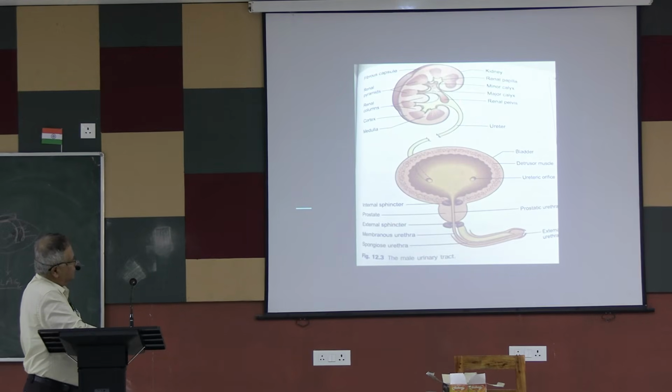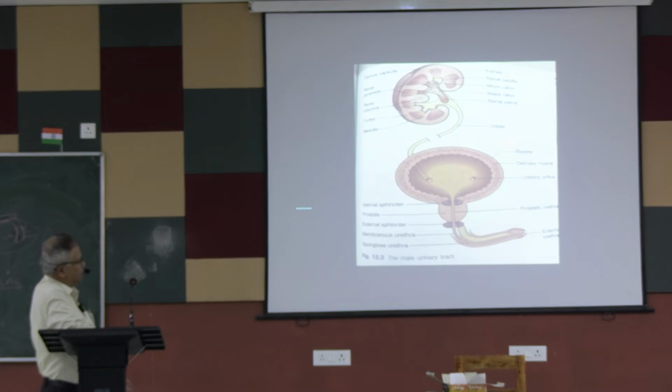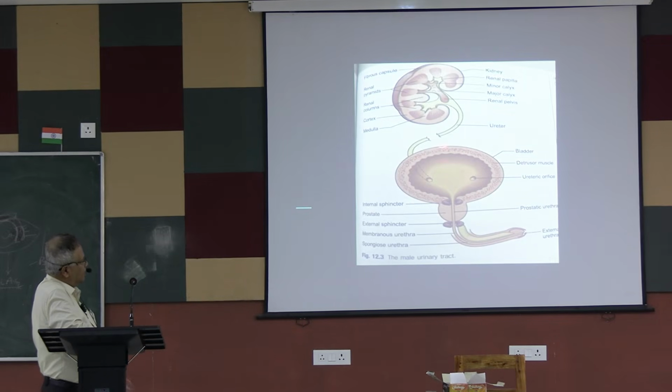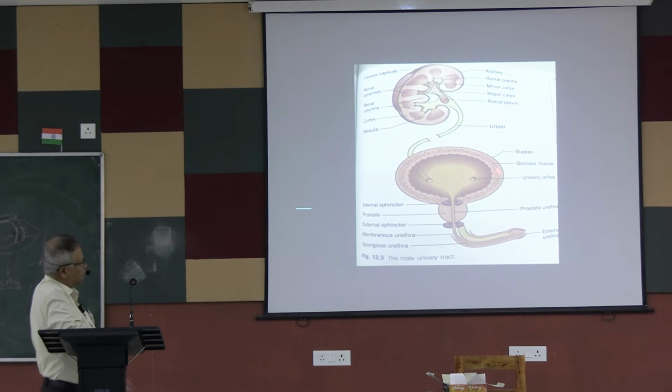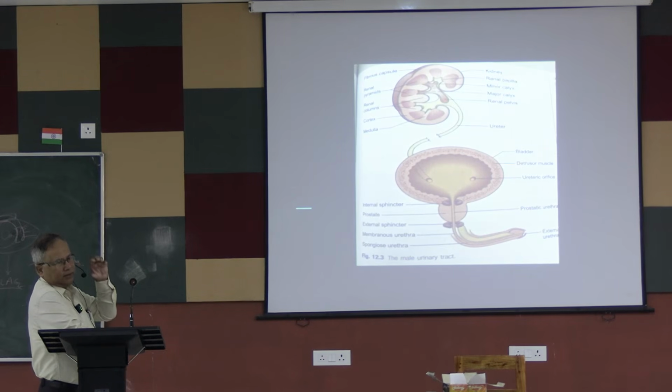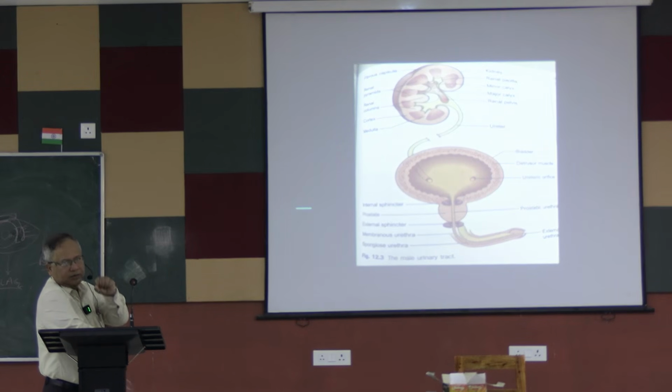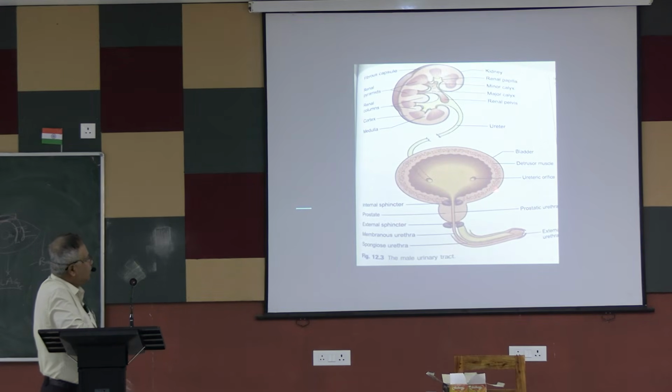This is the section of the kidney. The ureter from either side drains into the urinary bladder. In the bladder, there is a layer of smooth muscle, the detrusor muscle, which causes the bladder contents to go outside. This is under involuntary control.